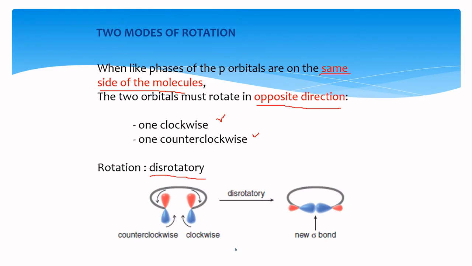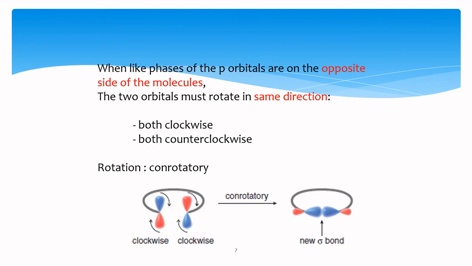So you need to turn this here, and the other one in the opposite direction. So what happens after rotation? You will form a new bond. When you turn it here, this blue orbital can go up here, and then another blue orbital will go up here, and then they will form a new sigma bond.